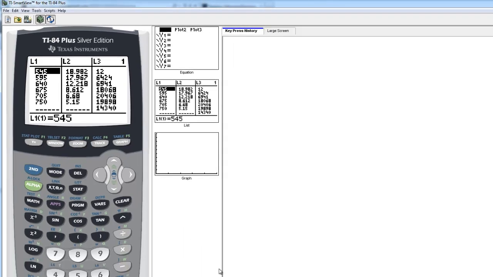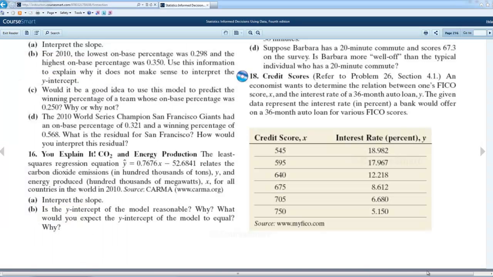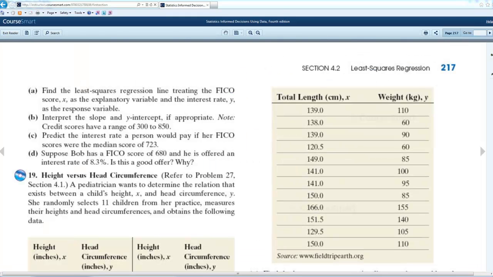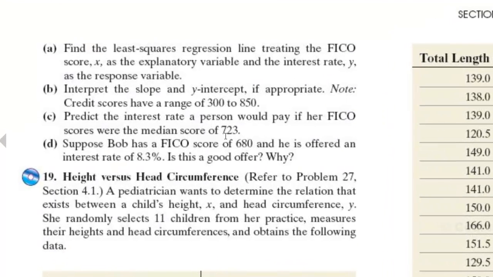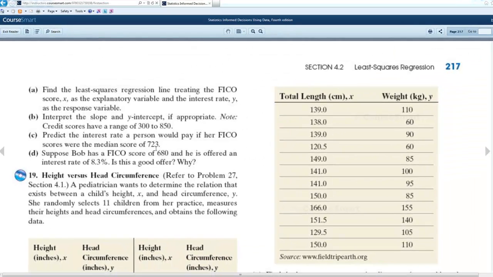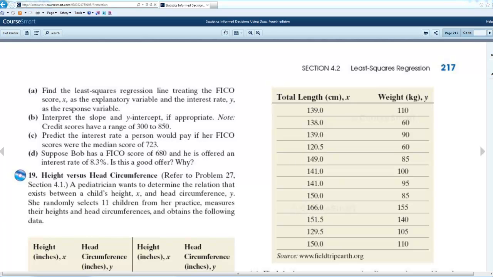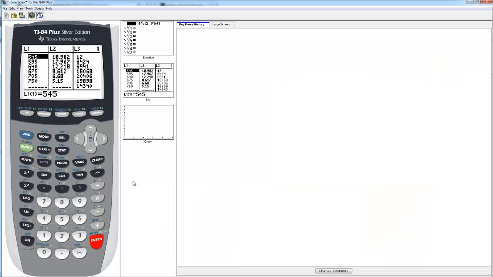And so going back to the book, let's see what we're being asked to do in this question number 18 here. Part A is asking, find the least squares regression line treating the FICO score X as the explanatory variable and the interest rate Y as the response variable. So we're being asked to get the regression equation, and so to do that on the calculator you need to have the data keyed in, as we have.